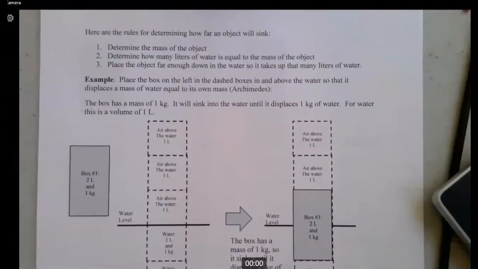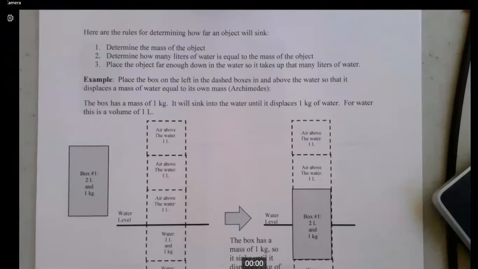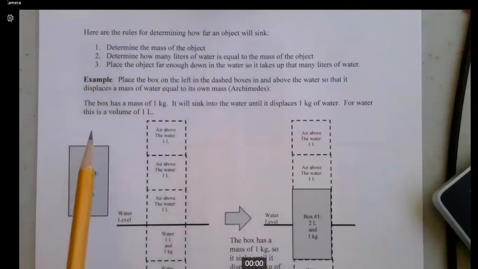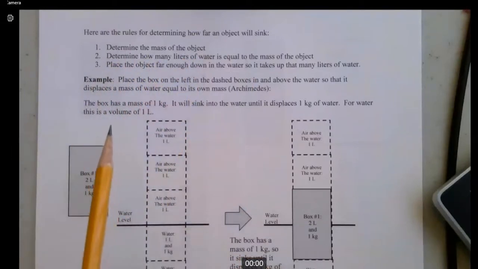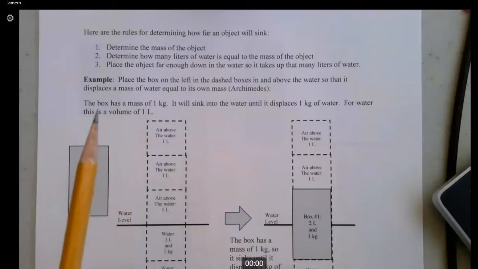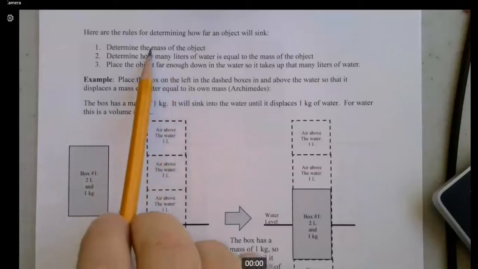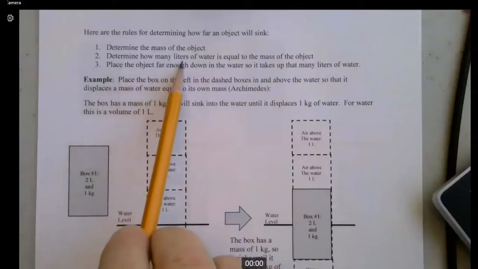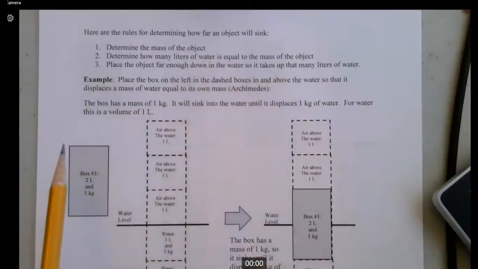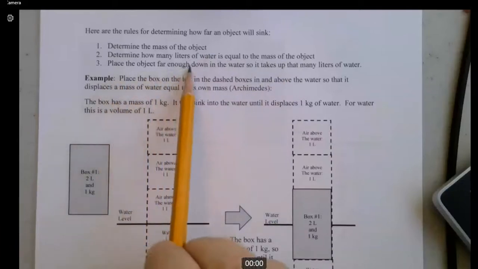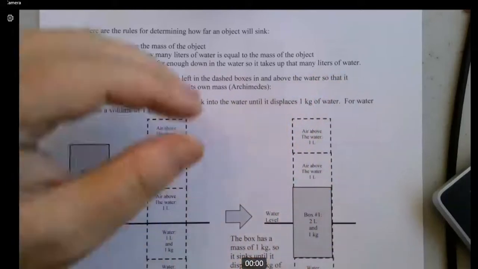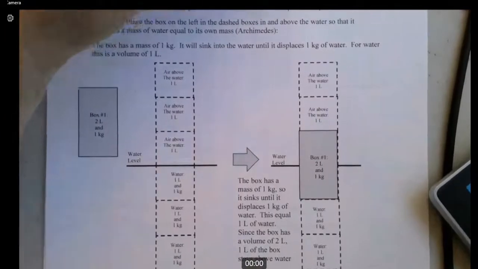Okay, so now let's come up with some rules to determine how far an object will sink. So here are the rules for determining how far the object will sink. First, determine the mass of the object. Then whatever that mass is, you want to have the same mass of water, because the object is going to displace an equal mass of water as its own mass. Once you've determined the mass of the water, determine how many liters of water is equal to the mass of the object. And then you place the object far enough down in the water so that it takes up that many liters of water. So let's take an example. It's the easiest way to learn this.